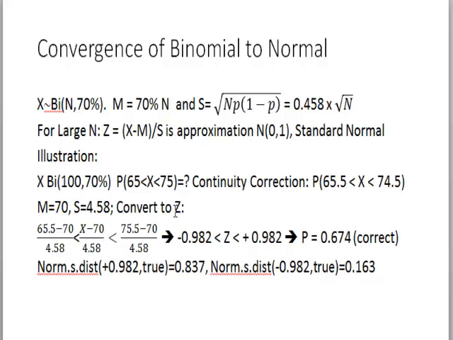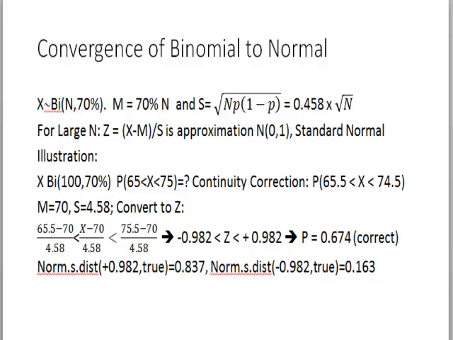Now we convert the variable to z. So we have (x minus 70) over 4.58. And we have to convert the limits also. So we do the same thing to 65.5 and 74.5. So (65.5 minus 70) over 4.58 is less than (x minus 70) over 4.58 is less than (74.5 minus 70) over 4.58. So now we can calculate, these are just three numbers, and it comes out to minus 0.982.